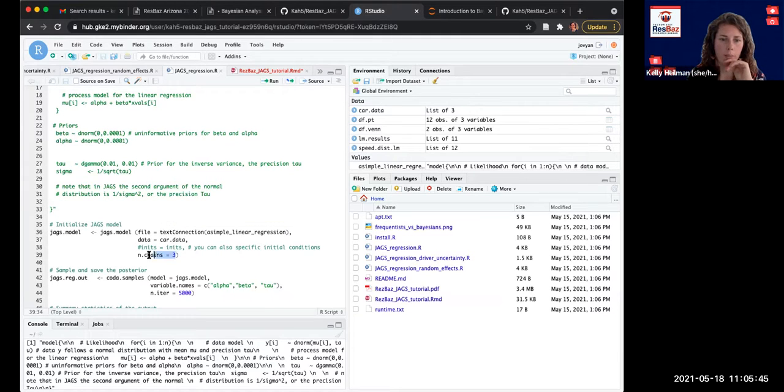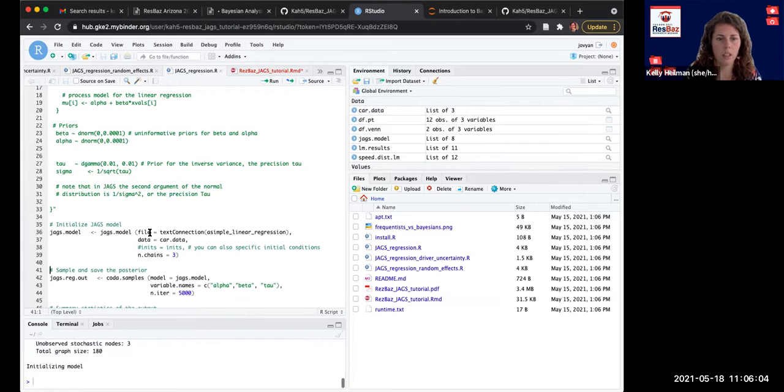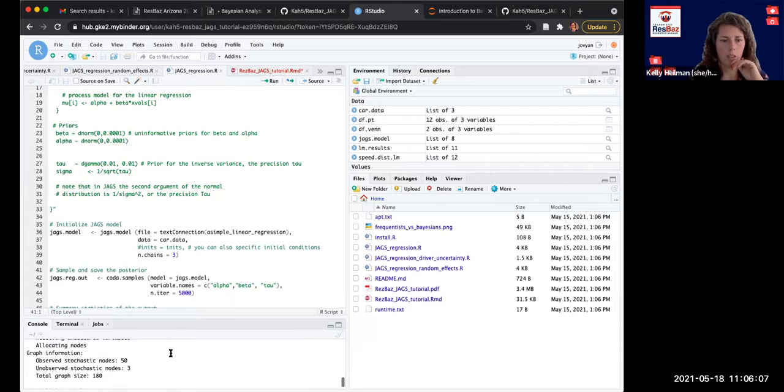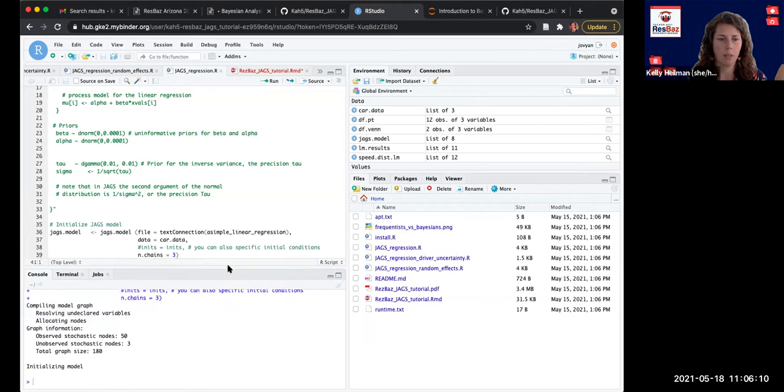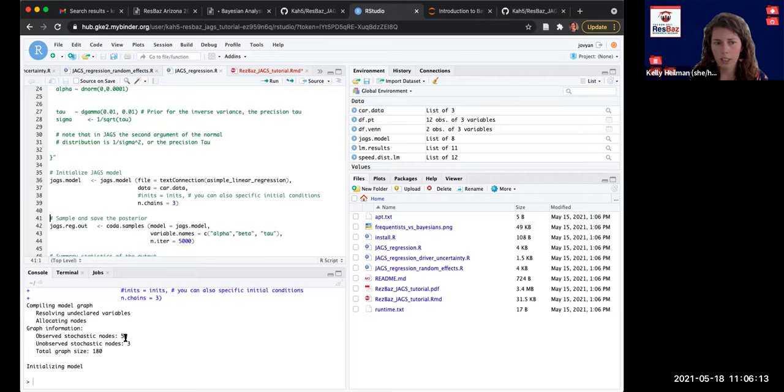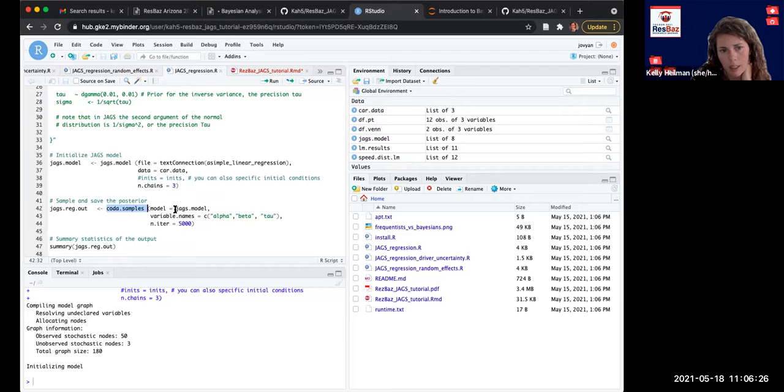So with the number of chains, we're going to get 3 basically long strings of parameter estimates. So those 3 different sets. And typically I feel like most people do 3 to 5 chains. And so that just initialized the model. If there are issues with the way that we specified the model, we would probably get some errors in that initialization. But we haven't actually run the model or sampled the posterior distribution. And so we can do that using this coda.samples function. We specify the model is jags model, that object we just created.